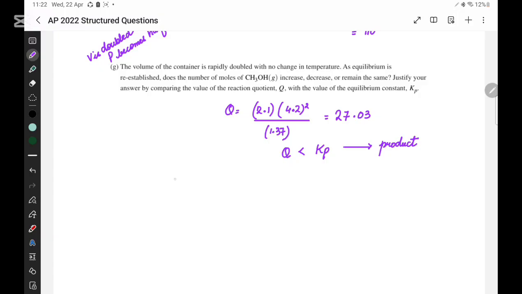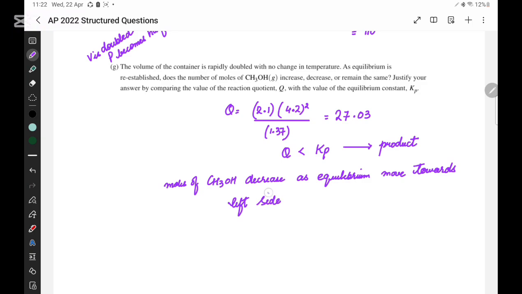So we can write that the moles of CH3OH decrease as equilibrium moves towards the left-hand side, where there will be more reactant.